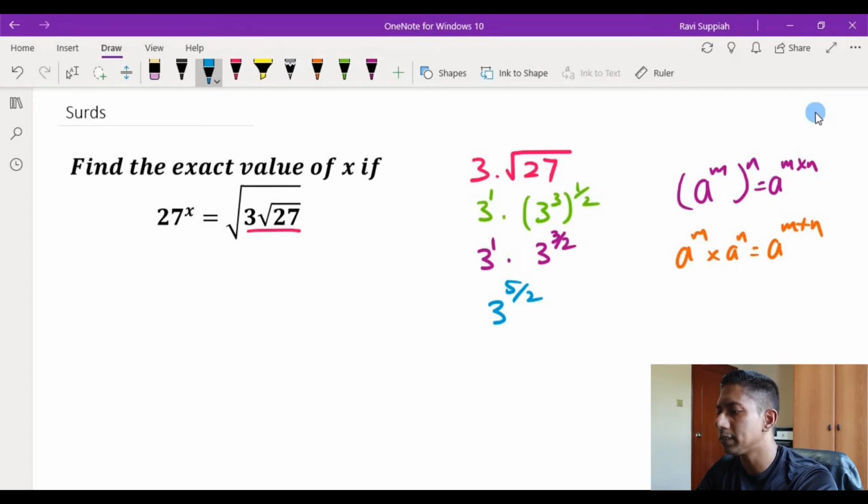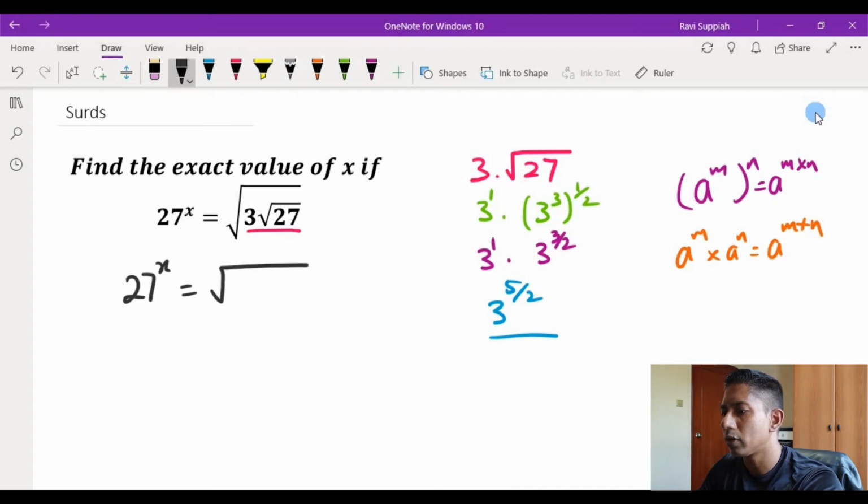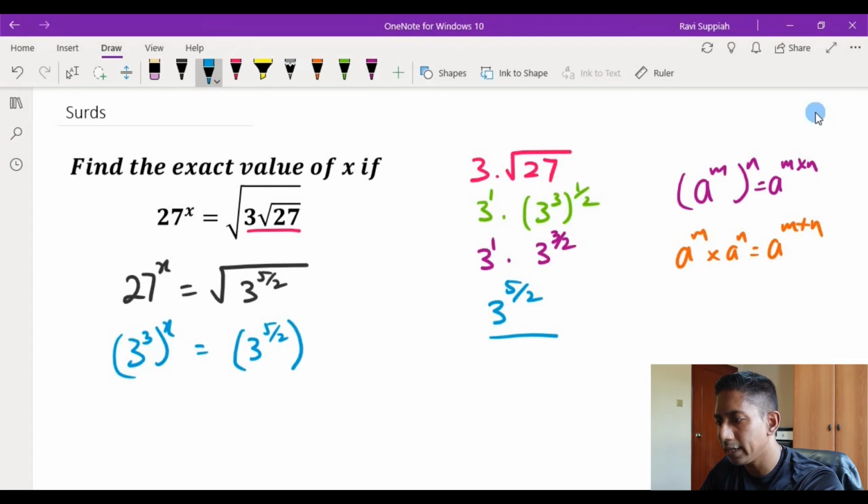So that is basically how you can take this whole expression, 3 multiplied by root 27, and simplify it until we get to this point here. Now if I put this back into the main equation, I have 27 to the x equals the square root of 3 to the power of 5 over 2. And as we saw just now, 27 is 3 cubed, so (3 cubed) to the power of x equals 3 to the power of 5 over 2, and a square root is again represented by a power of half.